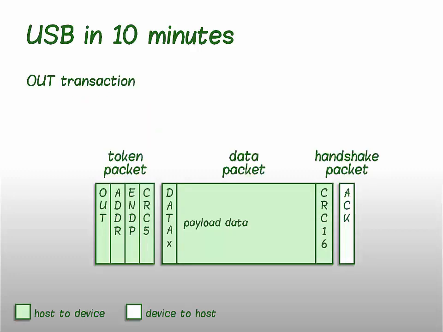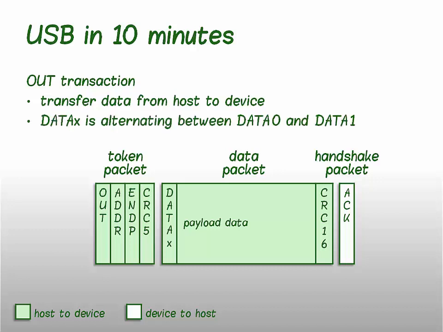Out transactions, where data is transferred from the host to a device. Alternating data 0 and data 1 packet identifiers are used to check for lost packets. In the out transaction, host sends token and data packets and expects to receive a handshake packet from the device.